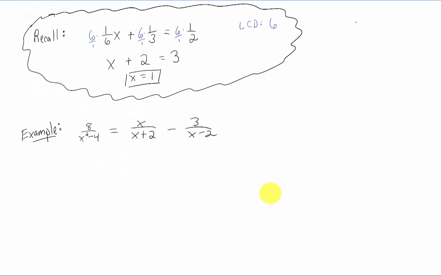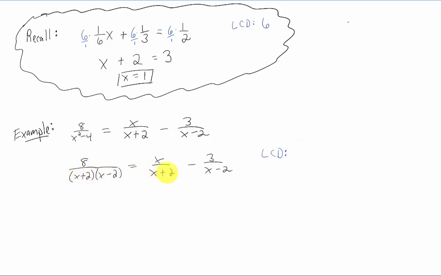In order to most easily find your LCD, you're going to want to factor first. The only thing we can factor here is this difference of squares. And now we're looking for the expression that's going to get rid of all of our denominators if we multiply it by each term. The expression with the smallest number of terms in it that's going to allow us to clear all of our denominators is x plus 2, x minus 2.